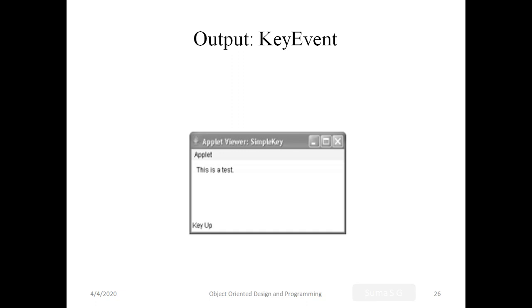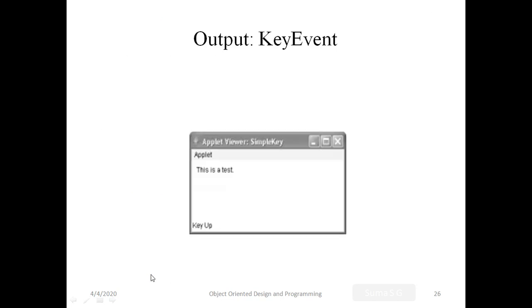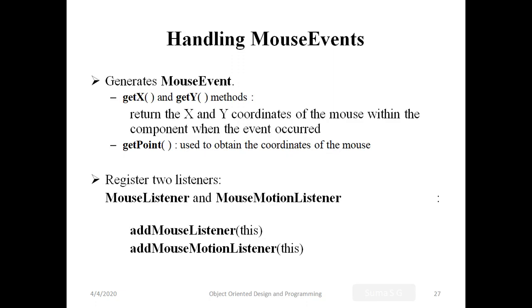So I had typed this is a test which is stored in MSG and it is printed in drawString. So this is a test is printed on the body of the applet. So this is how you handle keyboard events, key events. The next is how to handle mouse events.